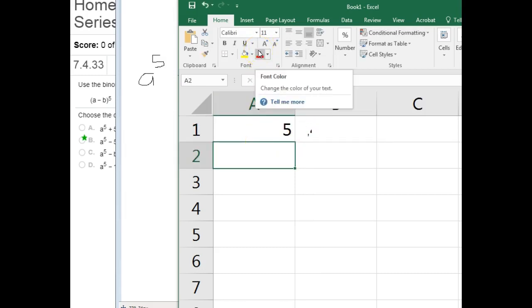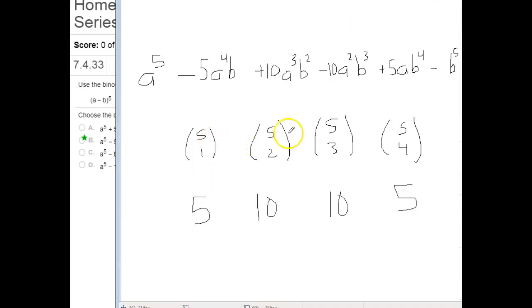So that's how you can use Excel. You can use the internet calculator. There is also on almost every scientific or graphing calculator a built-in combinations function. Learn how to use that so you can quickly do this math to get what your coefficients should be.